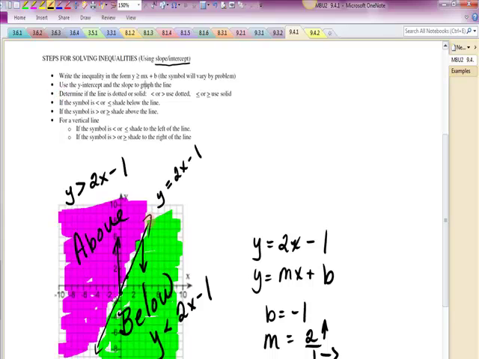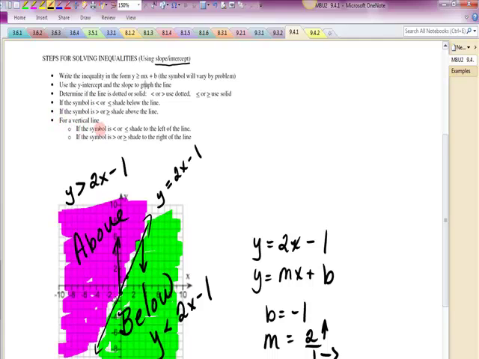Then, if equal is part of the symbol, you will use a solid line because the line itself is part of the solution. If it is strictly a less than or strictly a greater than, then you want to indicate that the line is a boundary but not included. You will dot the line. You'll see this in examples in just a minute. If the symbol is a less than or equal to, you shade below the line, like I did here. If it is greater than or equal to, you will shade above it.